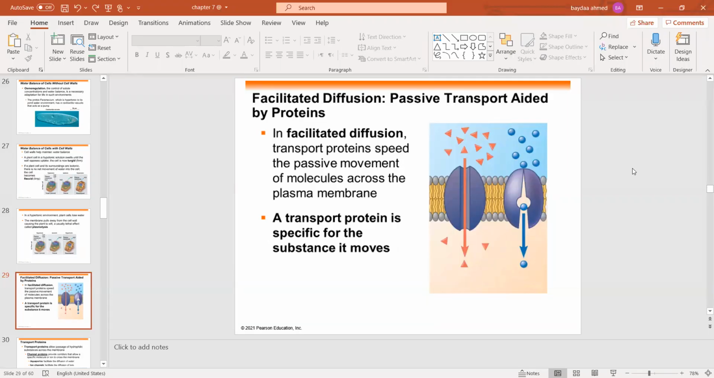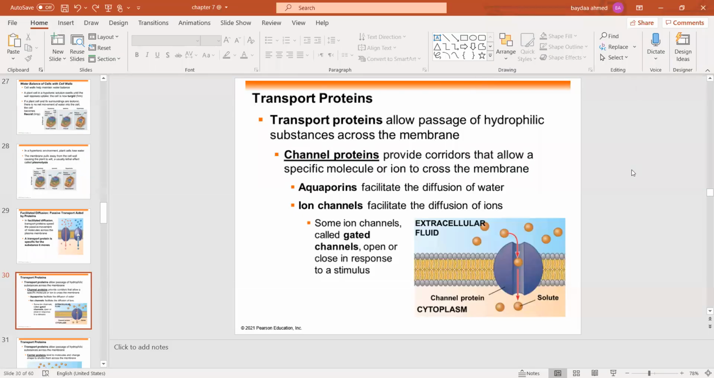As I mentioned before, many polar molecules and ions blocked by the lipid bilayer of the membrane diffuse passively with the help of transport proteins that span the membrane. This phenomenon is called facilitated diffusion. Most transport proteins are very specific. They transport some substances but not others. And as I mentioned before, in protein functions, the two types of transport proteins are channel proteins and carrier proteins.